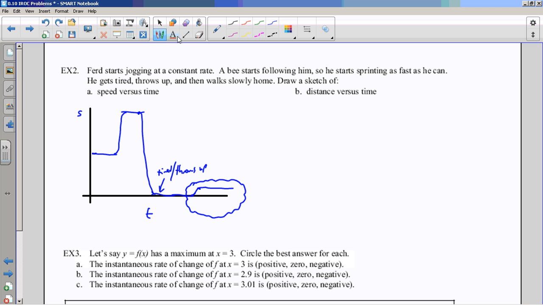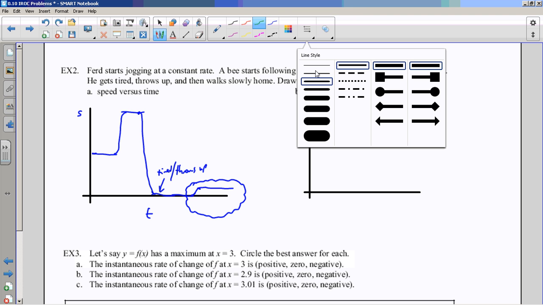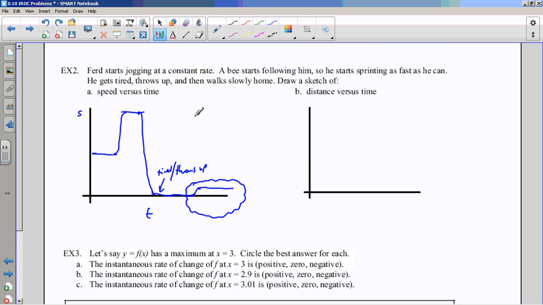All right, now what about distance? Okay. So when he's jogging away from home, the distance is increasing at a constant rate, right? The speed is constant, increasing at some constant rate. So there's his jogging, right? Because the distance from home is increasing at a constant rate.